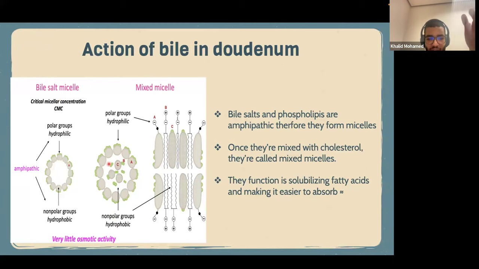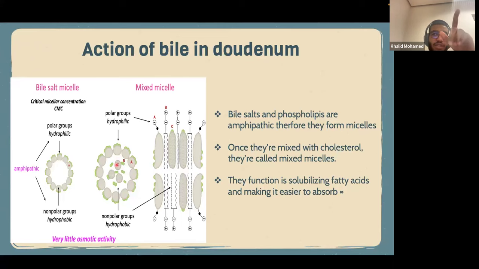You can think of it like a submarine. Inside we'll have cholesterol, phospholipids, and also the lipid fatty acid products that were produced in the duodenum. Then this whole micelle just enters passively into the enterocytes, because it's a lipophilic membrane, so they can enter easily. And that's how they make it easy to absorb fatty acids.